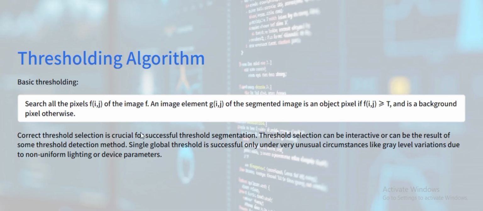We successfully... A single global threshold is successful only under very unusual circumstances, like gray level variations due to non-uniform lighting or device parameters. So this fixed threshold value may go wrong when there are constant changes or variations in grayscale values. Grayscale values are being fixed in an image. The threshold value we are fixing will directly divide the image into two parts. Suppose the image values keep having a lot of changes; then the threshold value will never help us in partitioning the image into bright and dark frames.